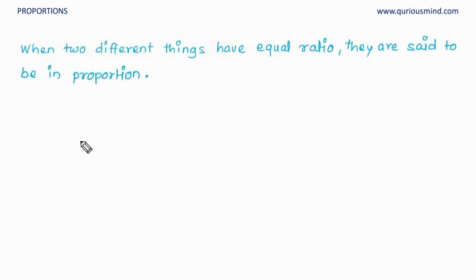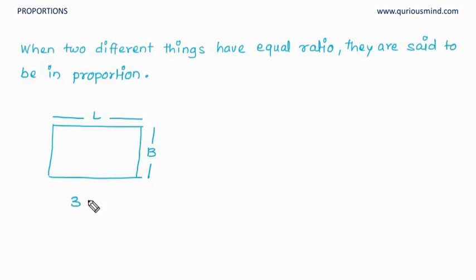For example, if you look at the Indian tricolor, the length and the breadth of the Indian tricolor are in the ratio of 3:2.